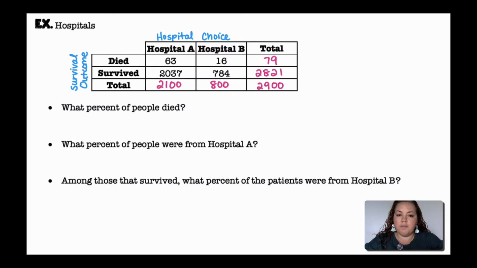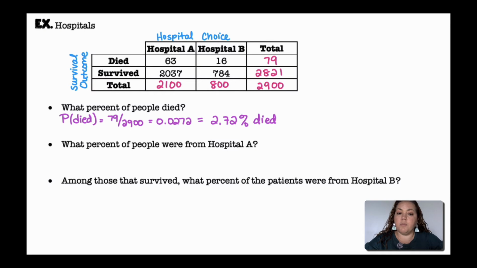And then what percent of people died? So the probability notation is going to be capital P, and then in parentheses, what it is I'm measuring. So the probability that they died is equal to the total number that died, which was 79, out of the table total, which is 2,900. So I'm going to change that to a decimal. Remember, fractions just mean division, divide, get your answer. We're going to get 2.72% died.